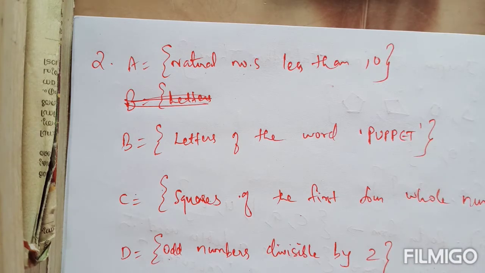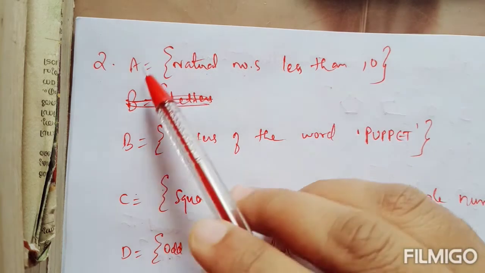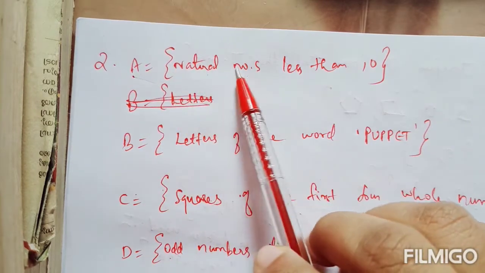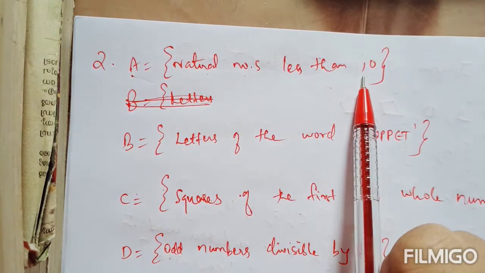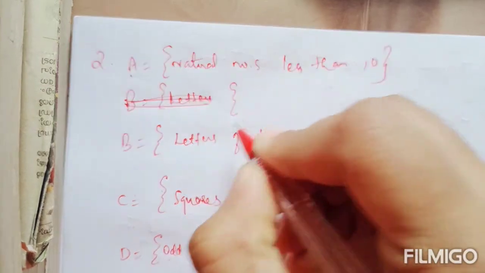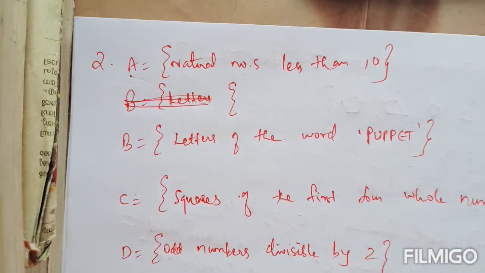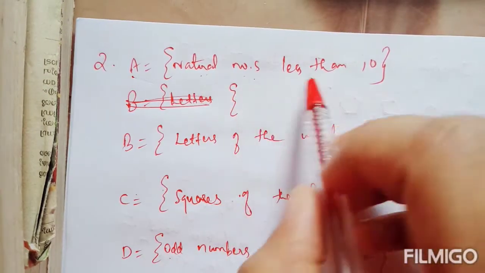Okay, so in order to find the cardinal number of sets A, B, C and D, we have to first write the elements of that set. Which all numbers are coming in that set, that we need to write first. Okay, so A equal to set of natural numbers less than 10. So which all numbers will come in the set, you can write in roster form.